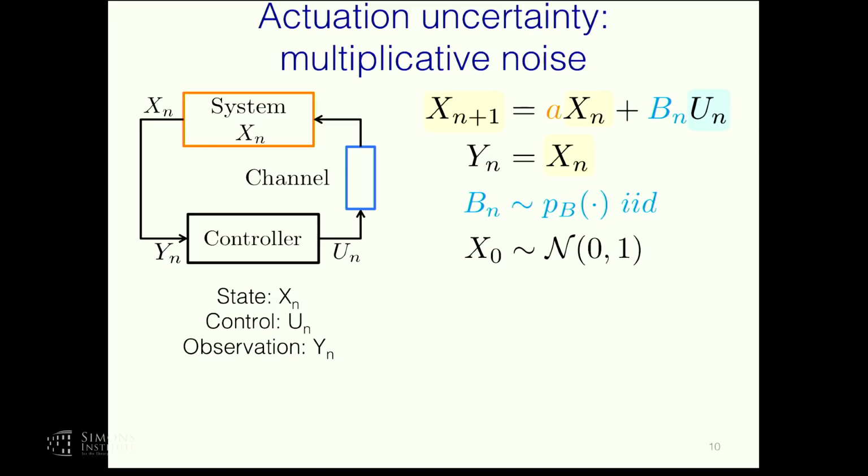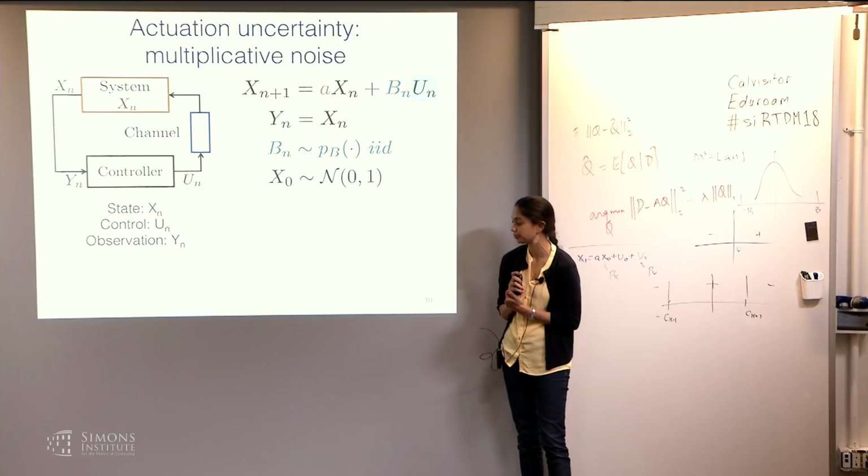To focus on one unknown and uncertain thing at a time, let's say a is fixed and known. But b_n is capturing our actuation uncertainty. So let's say b_n is coming IID from some distribution P_B, which we know. And let's say further that we have a perfect observation. So u is allowed to depend causally on all of the previous system observations. Let's say x_0 is drawn from a normal distribution, but this is not particularly important. There's not going to be any memory restrictions on the controller, but we are using causal control.